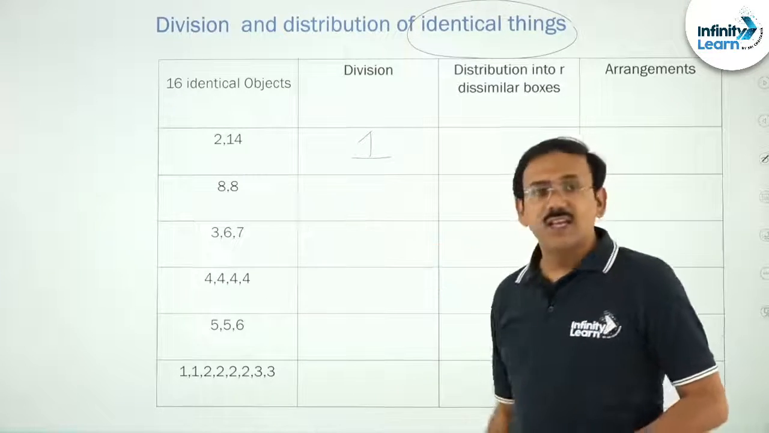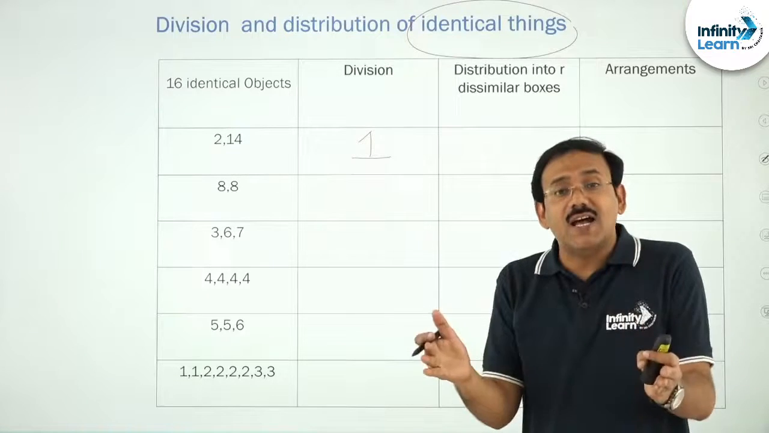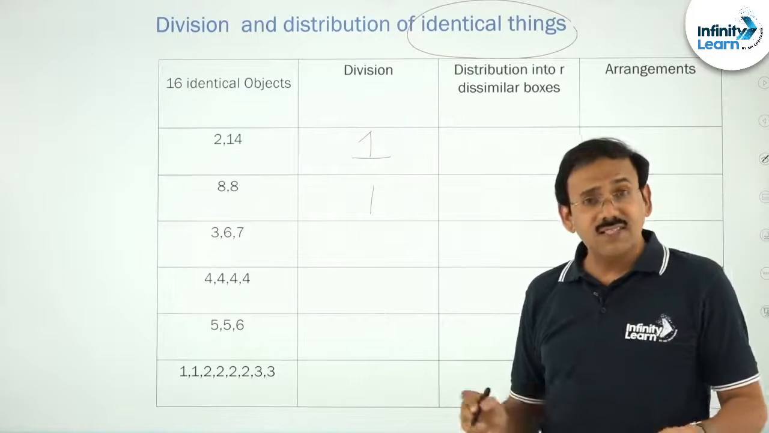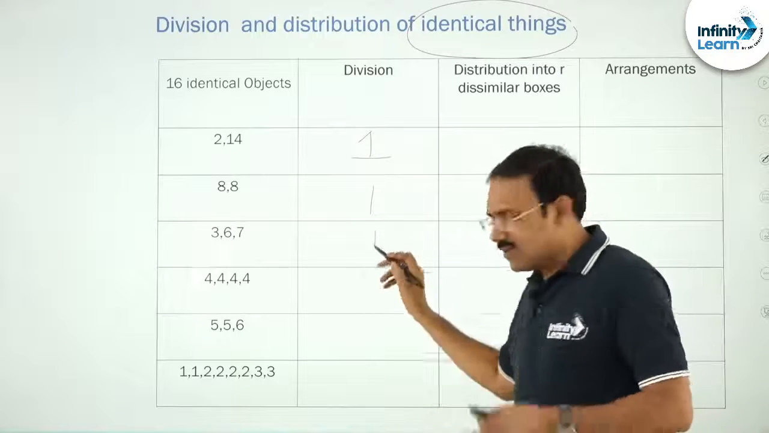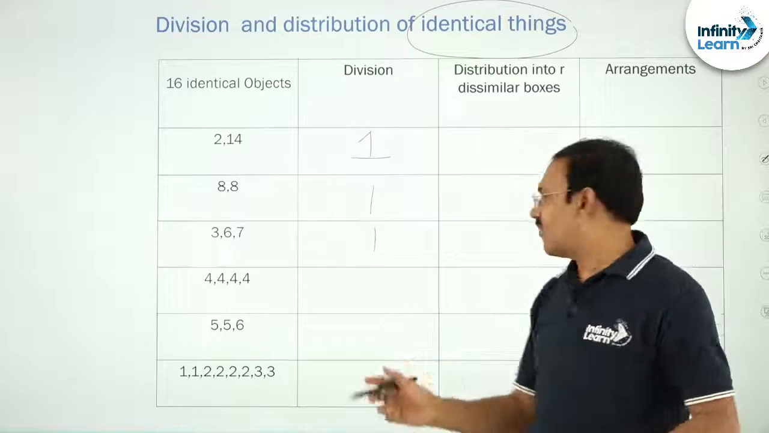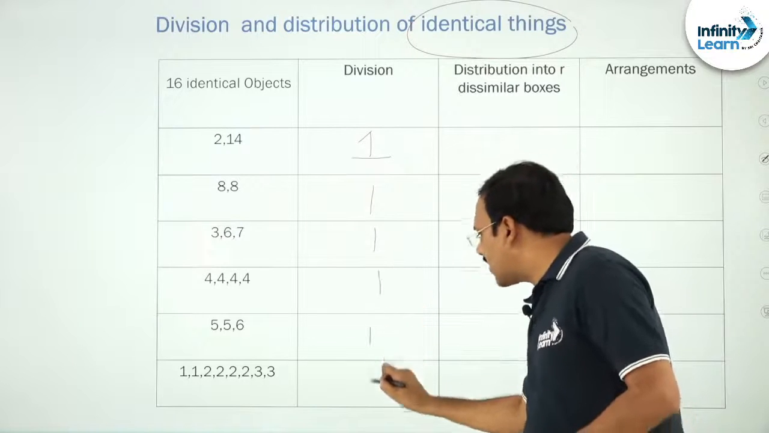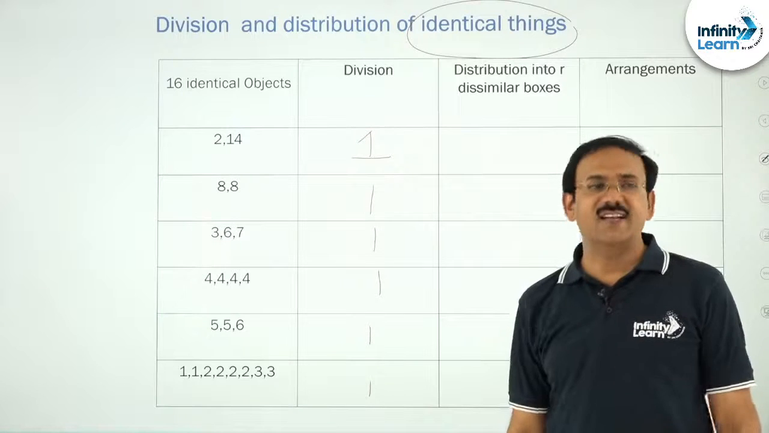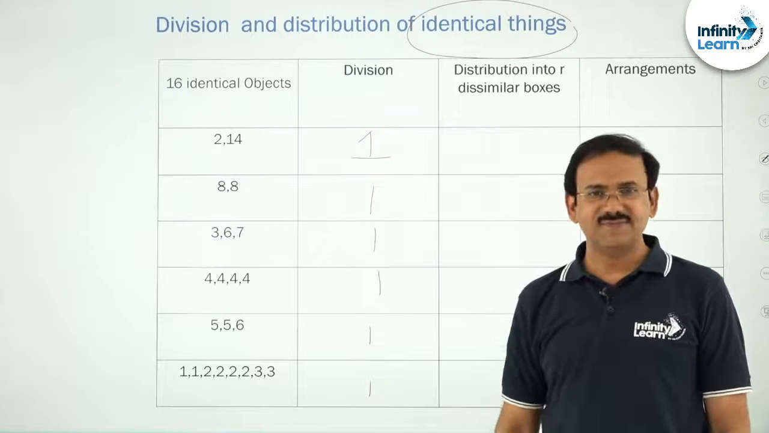In the same way, in how many ways you can divide 16 identical into 3, 6, 7? Only one way. 3 A's, 6 A's, 7 A's, one way. Any division is only one way, friends, for identical items. Clear?